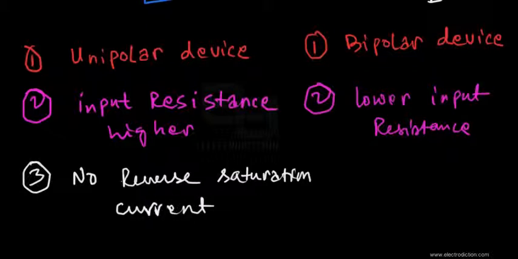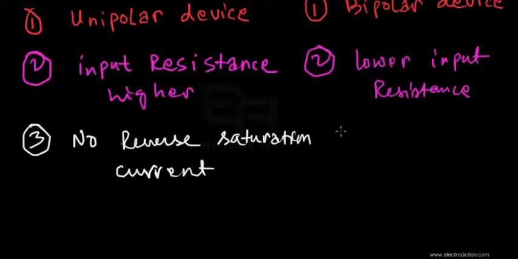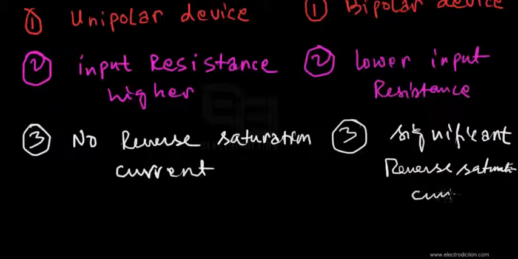But on the other hand, in the BJTs, as you'll have come across in the previous tutorials, due to the collector base junction being reverse biased, we have a small amount of reverse saturation current. So there is a significant amount of reverse saturation current. I'll just write it down over here: significant reverse saturation current. Just give me a while to pen this down. Right, there it is, that's done. So that's our point number 3 of the difference.